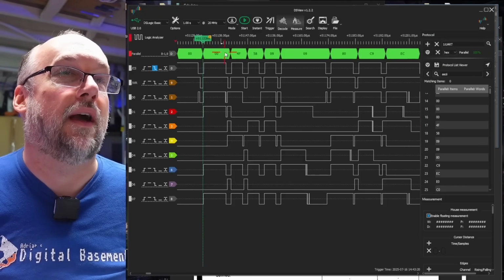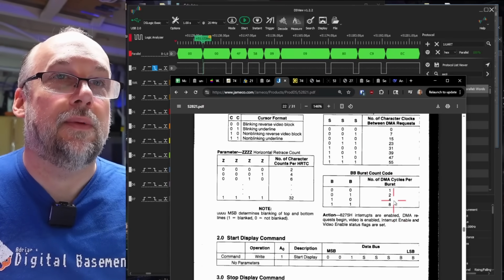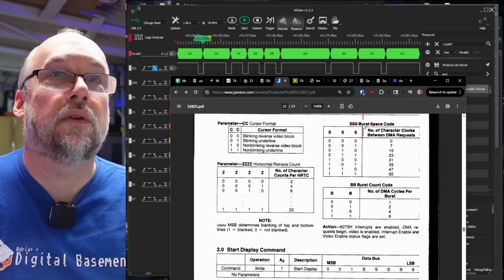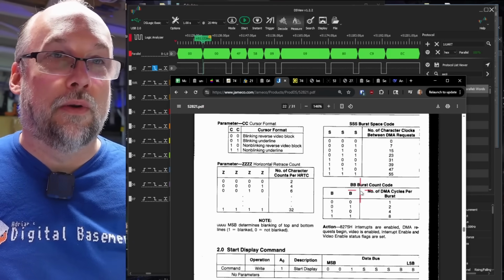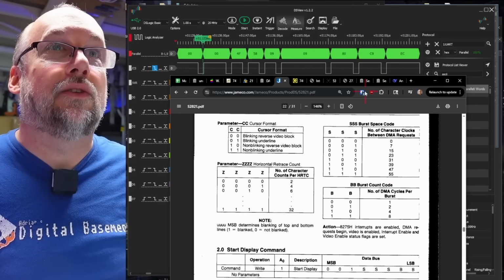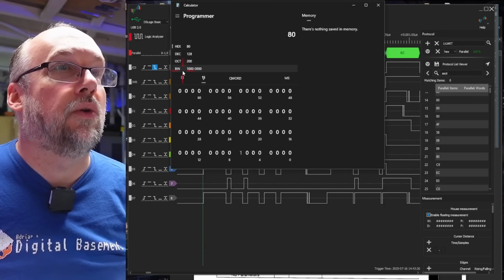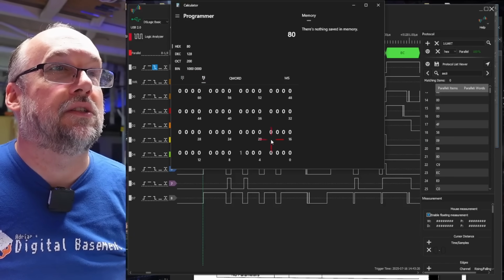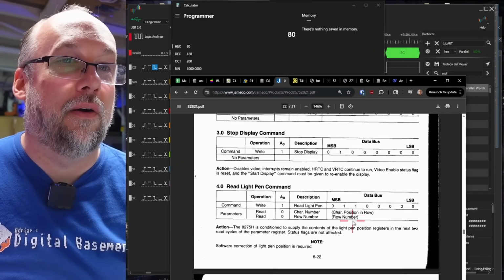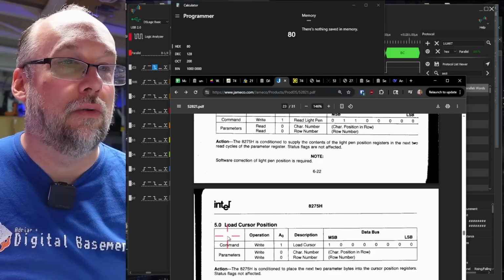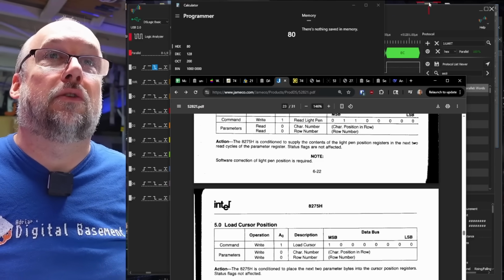4F580909, that's what we're getting after that reset. And then we have the start display command, 001 SSSBB, and the SSS is number of character clocks between DMA requests. And a burst count as well. That's the BB. So that would be what I assume, if we look back here, it is 80, which according to this is a binary 1 and a bunch of zeros, which does not match the start display command at all. Does it match any of these? Oh, load cursor position. Okay, that's the one it matches, and that looks correct.